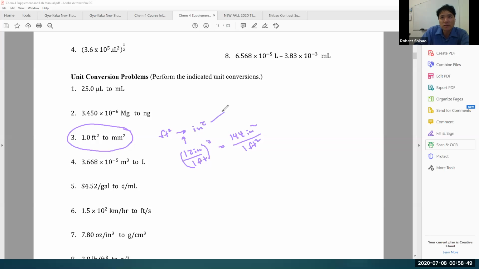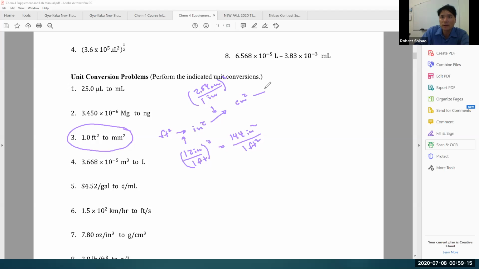And then from inches squared, we go to centimeters squared. Well, to do that, we're going to need another conversion factor. And so we know that there are 2.54 centimeters for every inch. But this is linear, so what we have to do is square the whole thing. So it turns out there's 2.54 squared centimeters squared per 1 squared inch squared. That'll take us to centimeters.